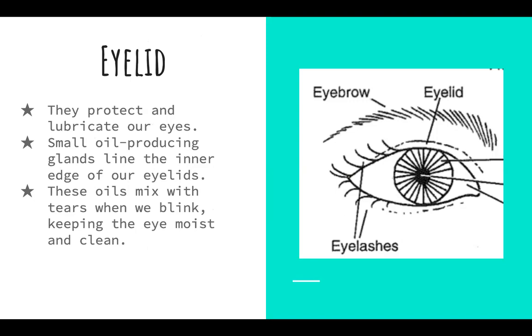The next part of your eye is your eyelid. That's the top part of your eye. Earlier, when you were feeling your cornea, you were touching your eyelid to feel that. The eyelid protects and lubricates your eye.